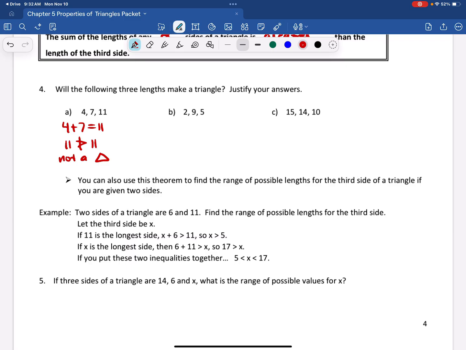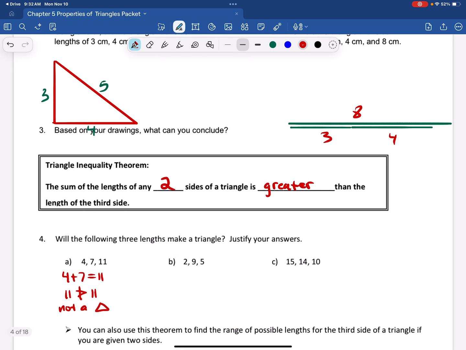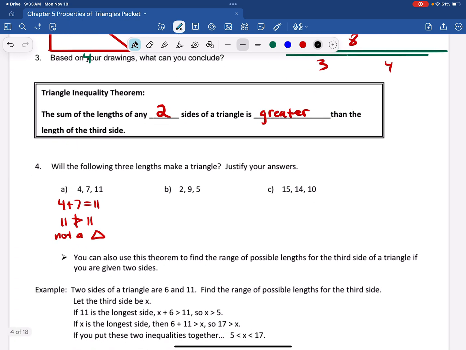Okay, so what would have happened up here with my 4 and my 7? This is not going to be exact, but I'd have my 4 here, and then I'd have my 7 here, and it would be exactly like that. So there's no angles at all. It would end up being exactly the same length, so no triangle.